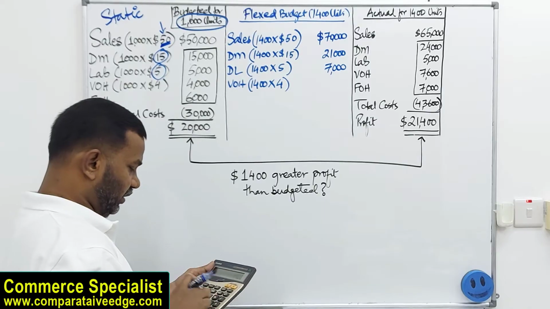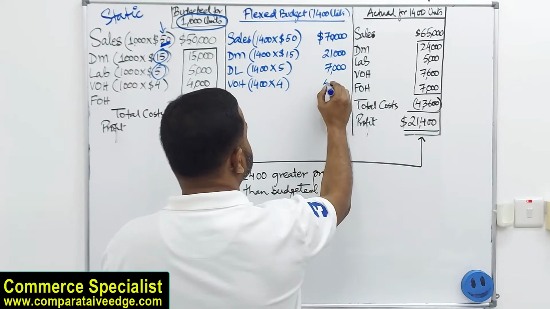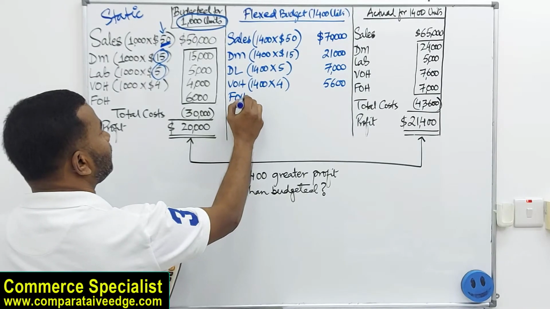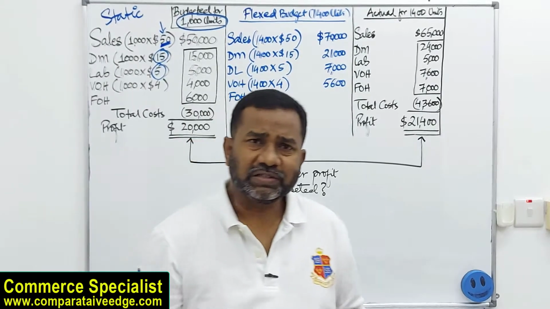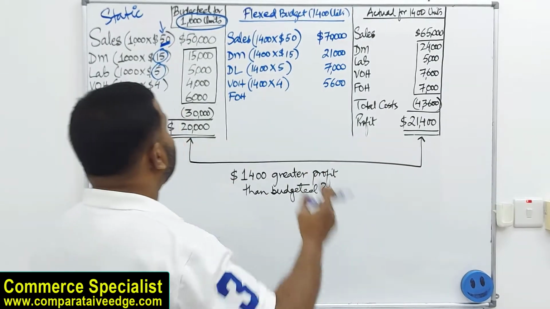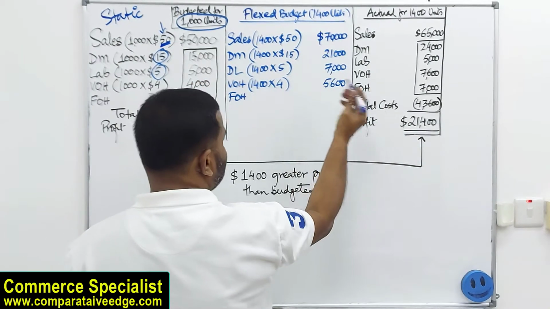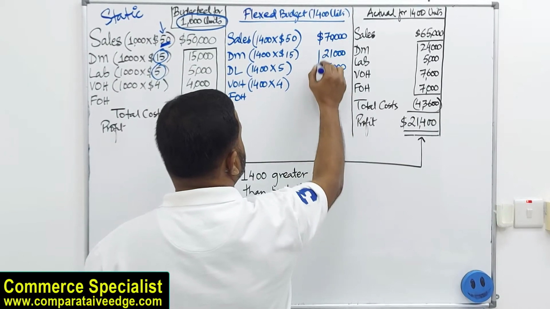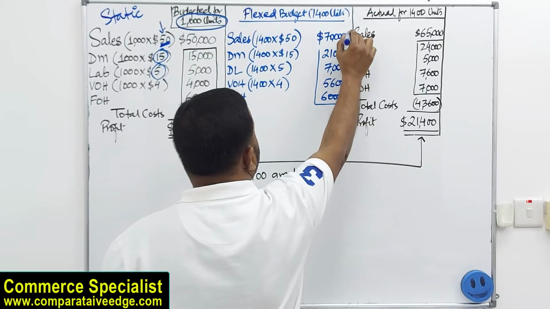So 1400 into 4 gives me 5,600. And then comes fixed overheads. Now, you need to understand fixed overhead normally doesn't change. So whether it is 1000 or 1400 units, we are assuming fixed overhead shouldn't have changed. So it's 6,000. Now, time to add all of them.